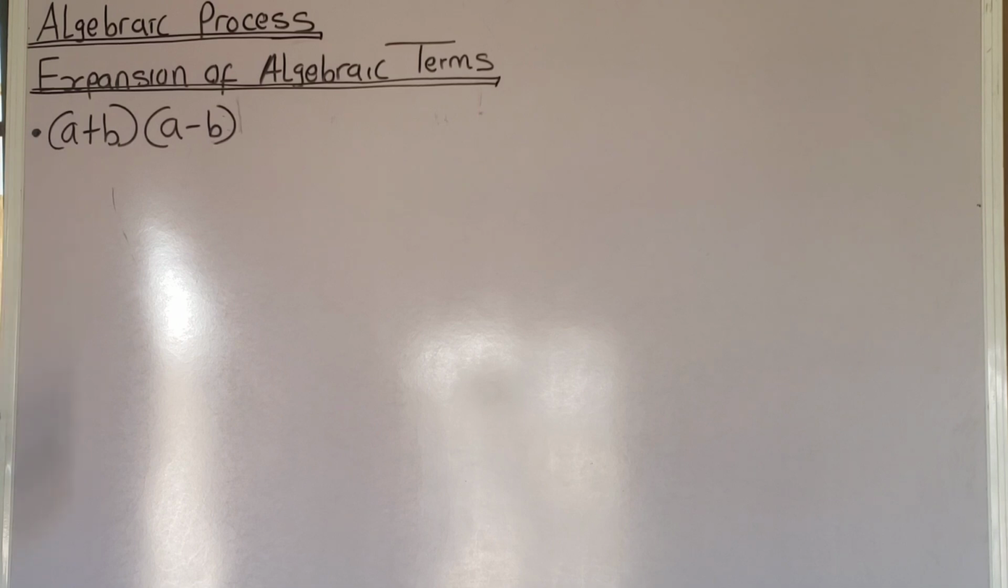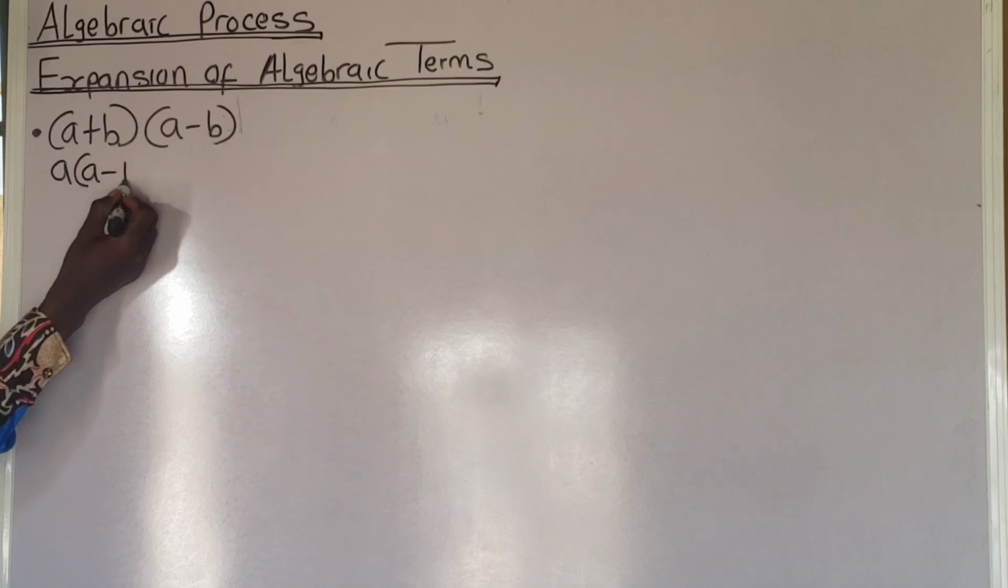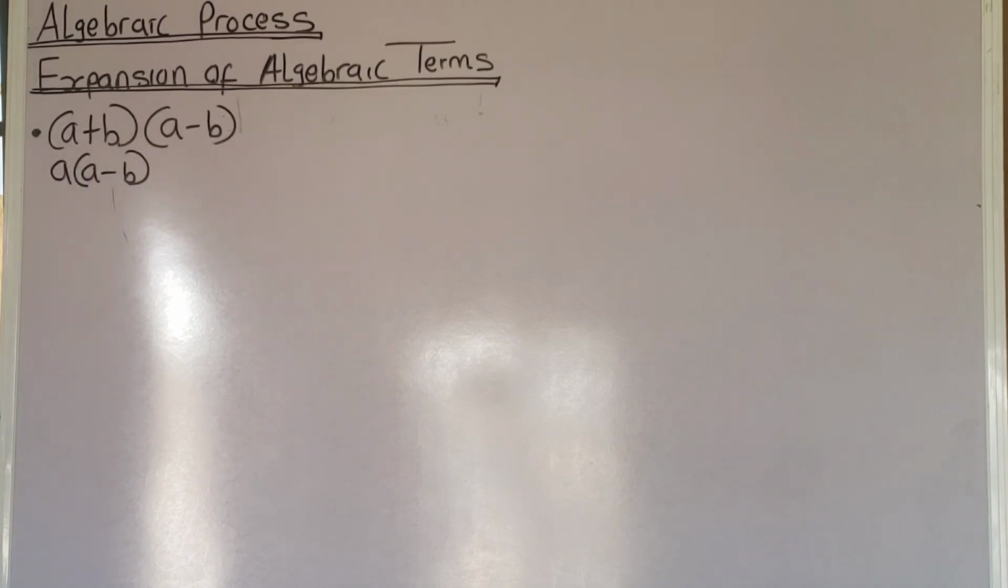Now, if I want to expand this, I'm going to use the first term in the first bracket to multiply all the terms in the second bracket. Please pay attention. What is the first term in the first bracket? It is a. So I'm going to have a into bracket a minus b. Do you understand how I got this? If you do not understand, reverse the video and watch the explanation again.